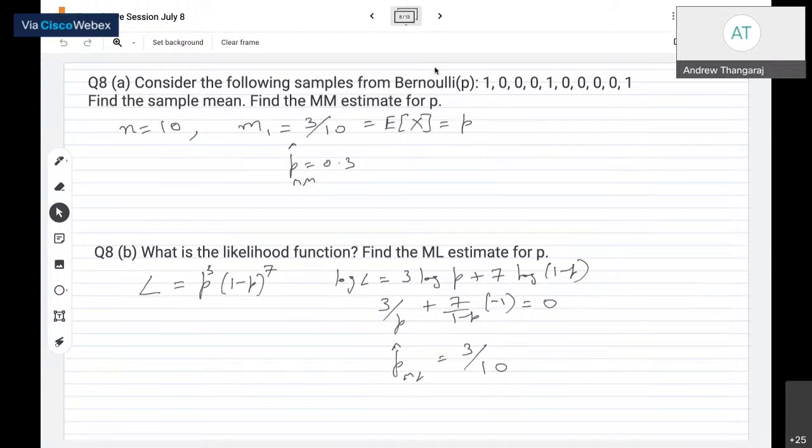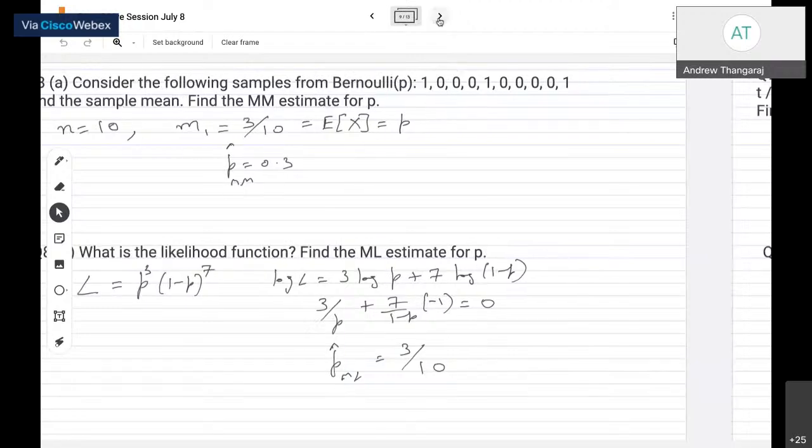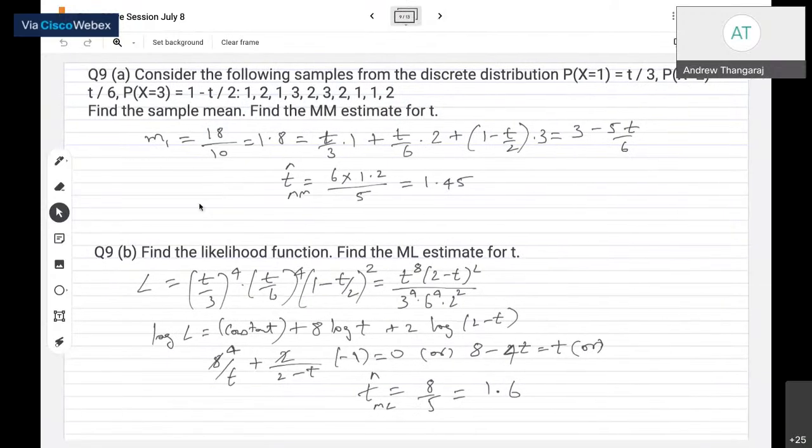So what's happening? Okay, so M1, the sample mean, is 18 by 10, which is 1.8. Remember, it's 18 by 10. The mean is not 18, the sum is 18, the mean is 18 by 10. Okay, 1.8. You have to equate it to the distribution mean. That is t by 3 times 1 plus t by 6 times 2 plus 1 minus t by 2 times 3. That in my calculation worked out to 3 minus 5t by 6.